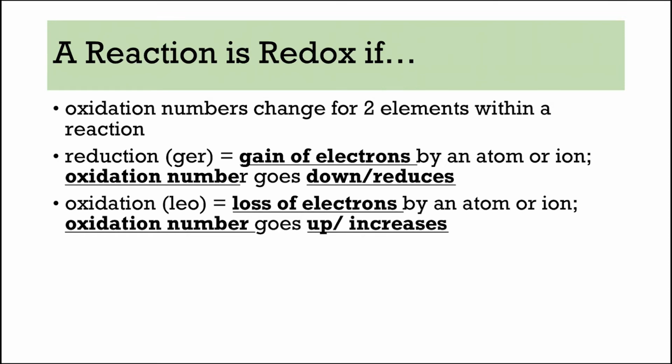So again, kind of this point needs to be driven home a lot. Oxidation numbers, if they change for 2 elements, that is a redox reaction. So again, reduction meaning something is gaining electrons, so over time the oxidation number goes down, because if you're gaining electrons, which are negative, you become more negative, so you decrease. And if you're oxidized, you're losing electrons, and if you're losing that negative stuff, your oxidation number goes up.